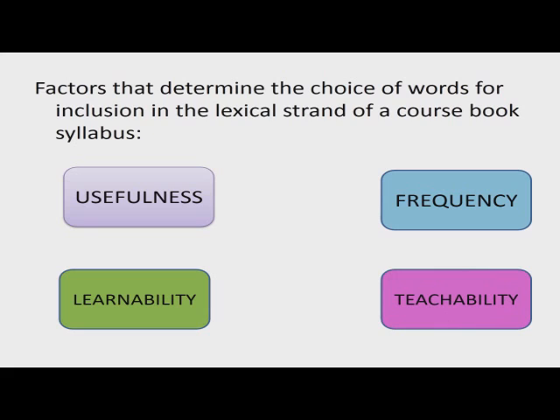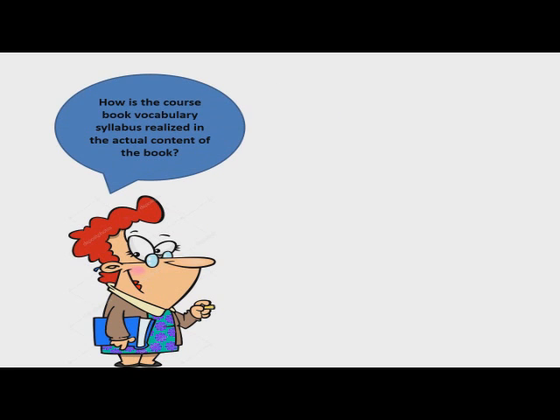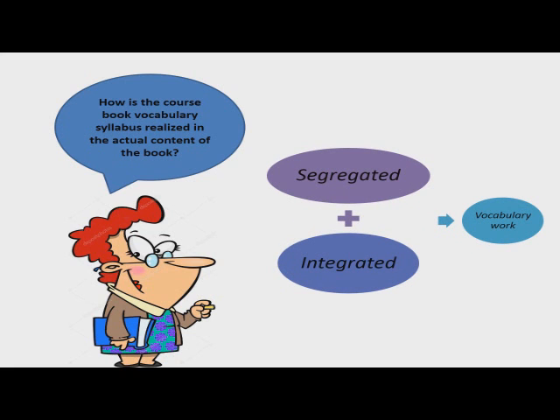Teachability: words that are easy to explain, if they can be demonstrated or illustrated by the use of pictures, realia, and/or real objects, especially the nouns. How is the course book vocabulary syllabus realized in the actual content of a book? In segregated activities and in integrated activities.